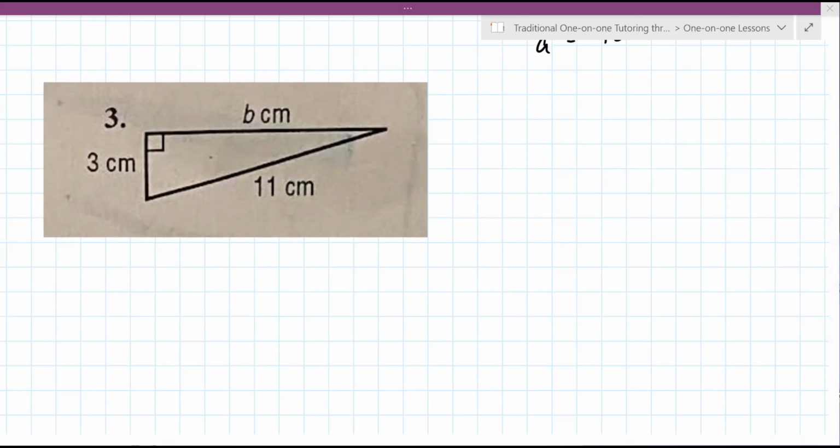You have 9 squared and it's 3 squared plus b squared equals 11 squared. You don't want to square the number first and then square it again.